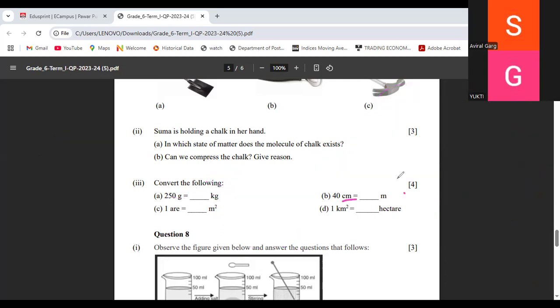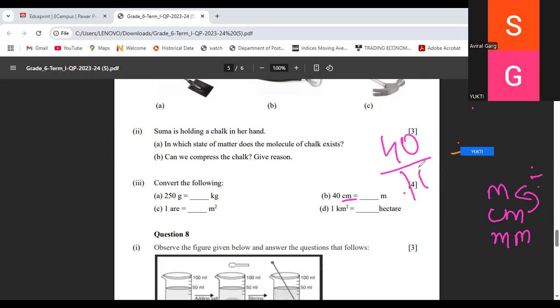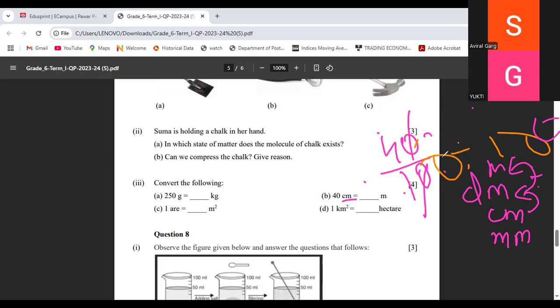40 centimeters. Same way we will do it. Meters, centimeter, millimeter. Centimeter to meter, how many steps? Only one. And we are going up, so we will divide. 40 upon 10. Oh, wait. There's a mistake, I think. Sorry, it's dm and m. So two steps. Okay, divide by 100. 4 upon 10 is left. So 4 upon 10 is 0.4. So 0.4 meter is our answer.